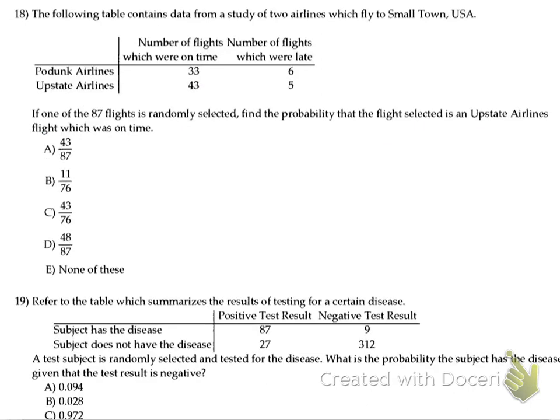Okay, 18. Following table, blah, blah, blah. So there's some information. If one of the 87 flights is randomly selected, find the probability the flight selected is an Upstate Airlines flight which was on time. Just go up to Upstate Airlines on time, 43. And the total flights is 87. Over the total. There's no given here, is there? No. They never said, given that it was a late flight, or given that it was upstate. So the bottom is just the total, not given, because there's not a given.